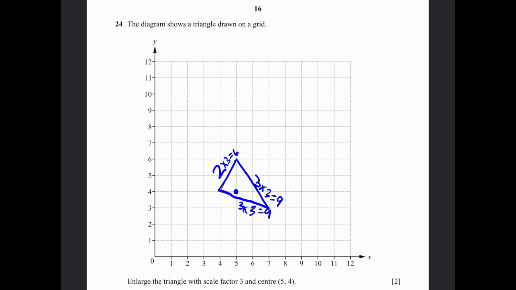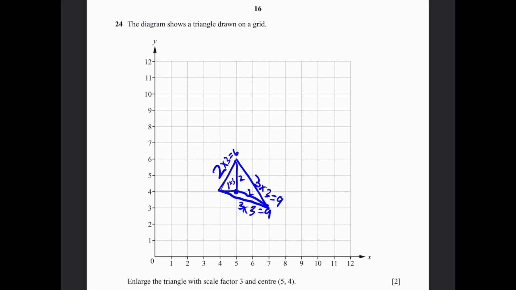Now let's look at the distance of the points from the center. So this one is 2 units. This is 1 unit. And this is also 2 units. So we need to multiply this by 3. So that'll make 3 over here, 6 over here, and another 6 over here. So 6 distance from the center point, which is (5, 4).